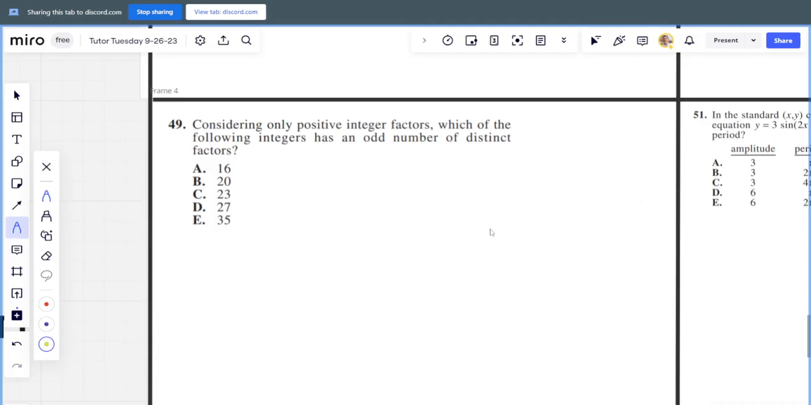Okay, back to 49. Odd number of distinct factors. I think a perfect square should have an odd number of distinct factors, right? Because usually if you have a number like 8, its factors 1, 2, 4, and 8 each pair up with their counterpart. But if you have a perfect square like 16, it's got 1, 2, 4, and I'm not going to count that 4 twice.